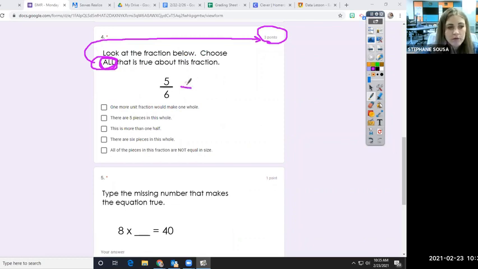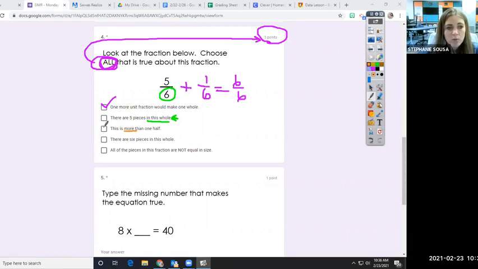1 more unit fraction would make 1 whole. That is true. If I were to add 1 more 6, that would give me 6/6, which we know is the same as a whole. So that is true. There are 5 pieces in this whole. Nope. A lot of you chose this. The key is there in this whole. The whole is 6. We only have 5 of those pieces.